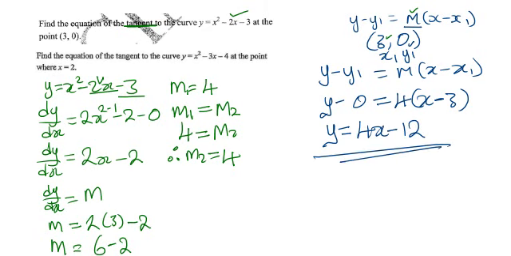That is our answer. As you can see, it is in the form of y equals mx plus c. Our y is y, our 4x, so we have m as 4 and then x there, and negative 12, which is c there. That is our answer.